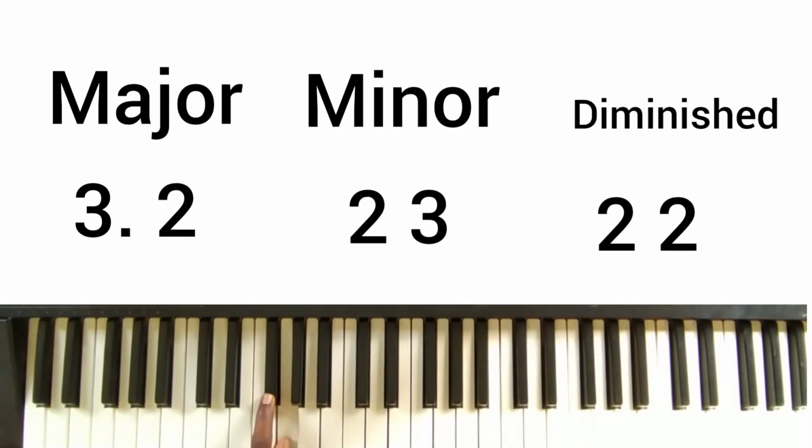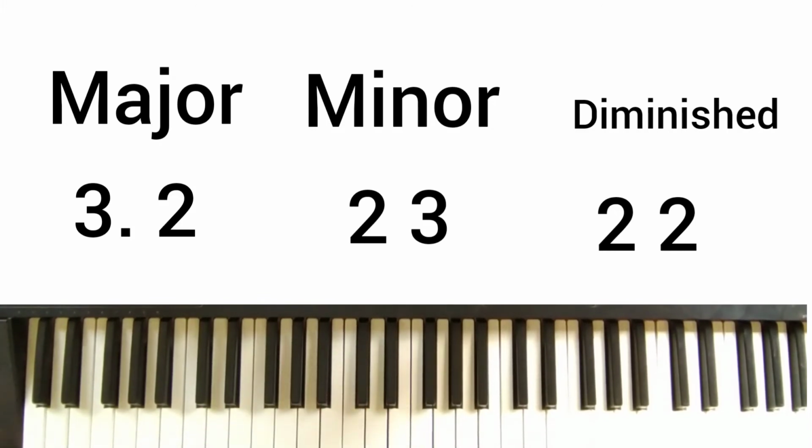You can count 1, 2, 3. This will be our next note. We count 1, 2, and we have just formed a major chord. Okay, to make it a minor chord, all you have to do is to drop this. So you now have 2 notes in between the first and the third note. So this is 1, 2.